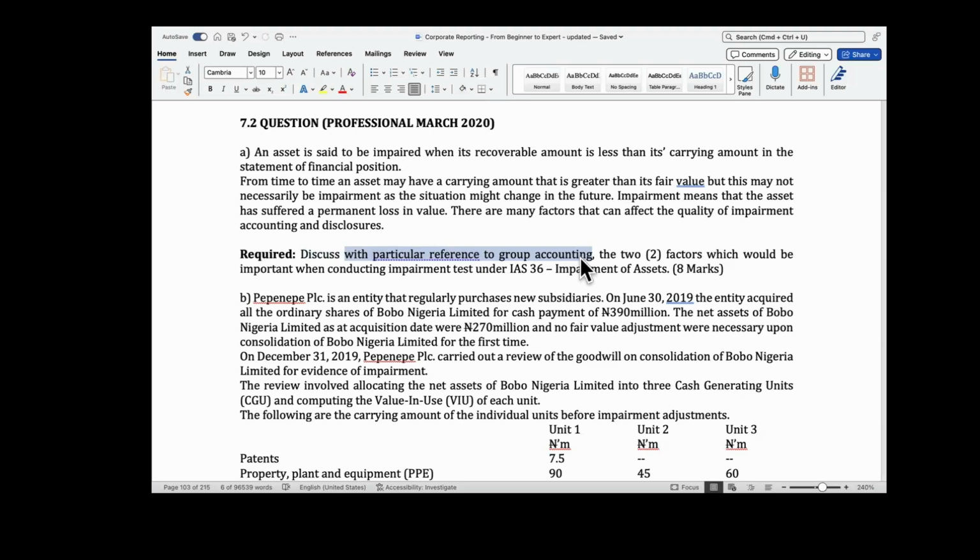Because that means you have to discuss carrying amount, you have to discuss recoverable amount. So let's start with carrying amount. How do we discuss carrying amounts with reference to group accounting? Carrying amount is just the amount you recognize your assets in your books, deducting accumulated depreciation and accumulated impairment losses. But this question says with particular reference to group accounting. What other things can we add? Anybody?